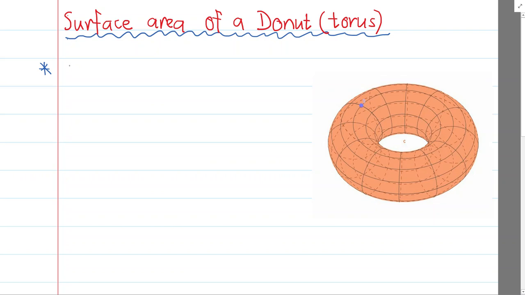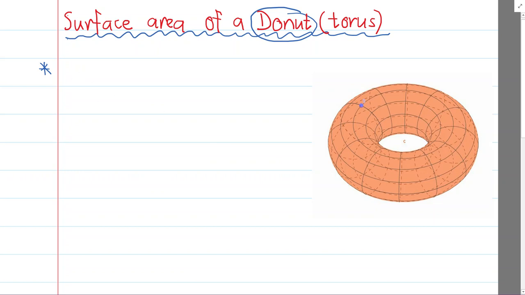In this video, I'm going to find the surface area of a torus, which is usually called a donut. There are two different methods to find the surface area, and both of them are calculus based. The first method is single variable calculus, the method that we learn in Calc 1. The second method is using multi-variable calculus, the technique from Calculus 3.